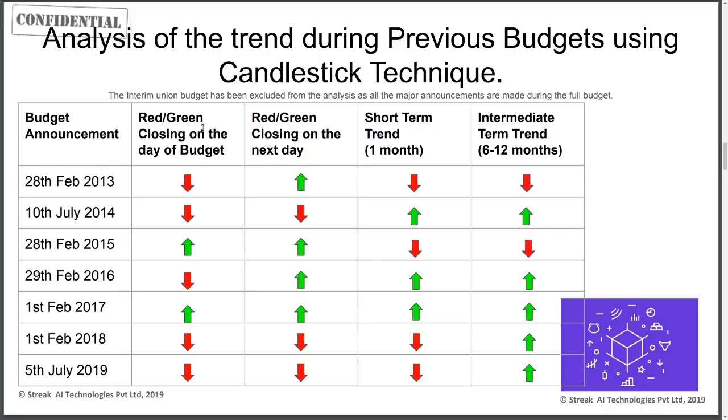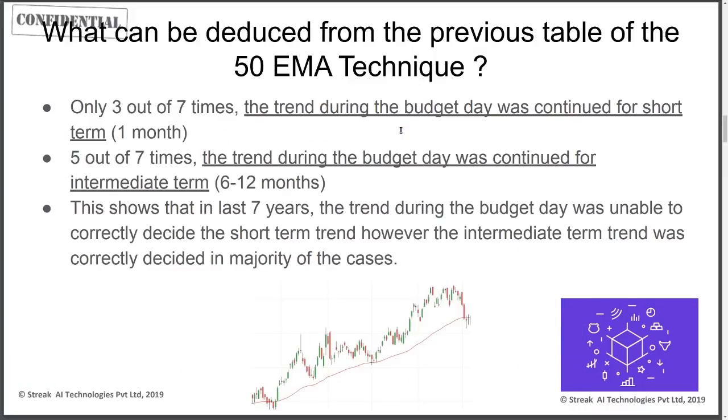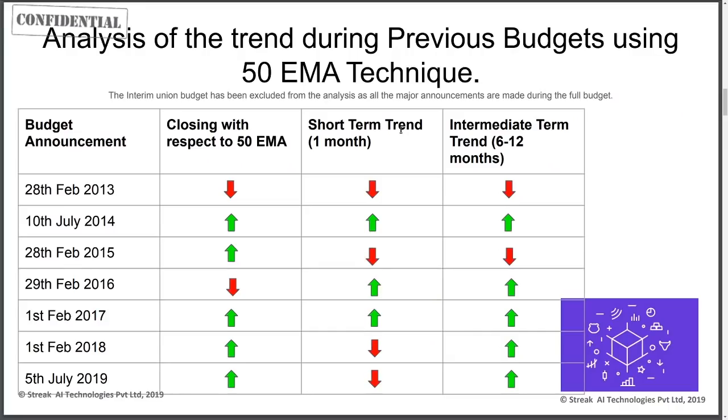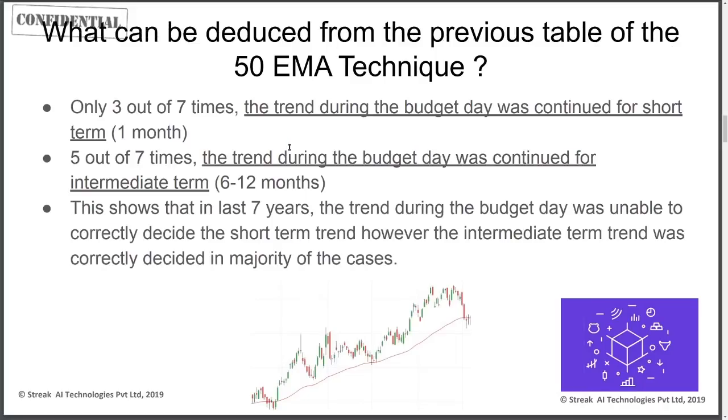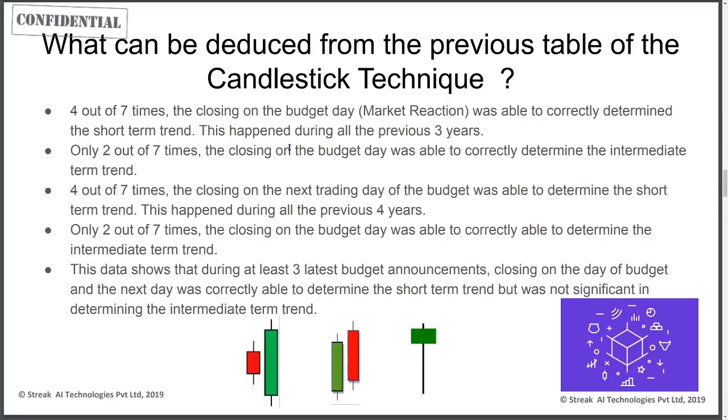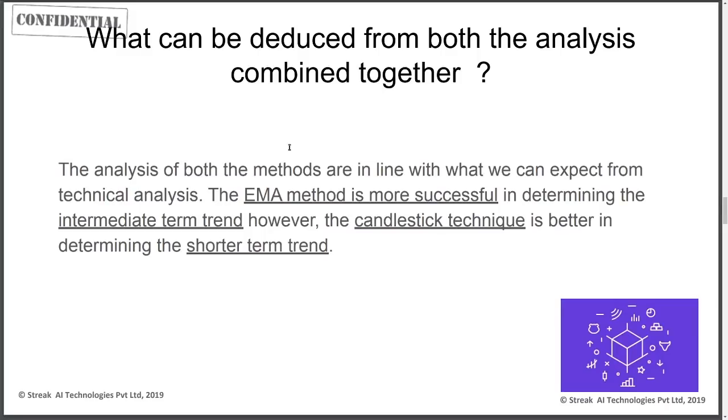What that means is candlestick is able to better define what the short-term trend is, at least based on the 7 years of data which we have showcased here. You can go back and do analysis for a longer period. Now in the exponential trend technique, the EMA, the closing price in comparison with the exponential moving average is able to do 5 out of 7, and candlestick is able to do 4 out of 7 for short-term trend.